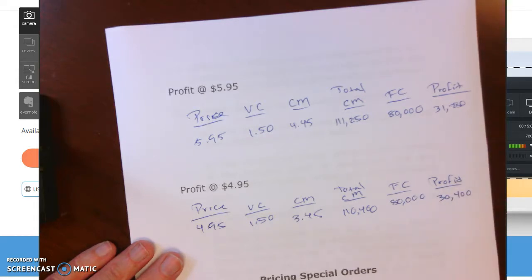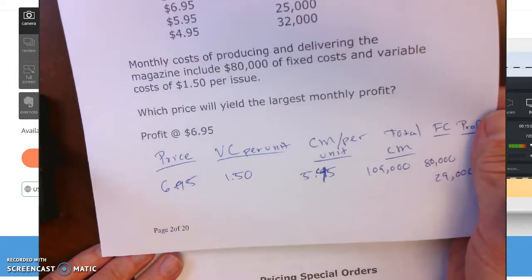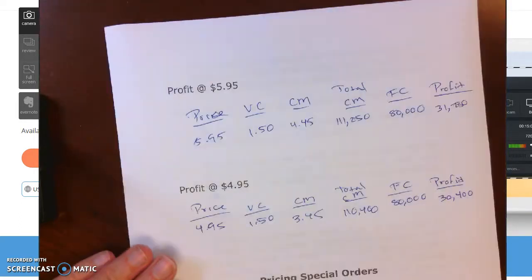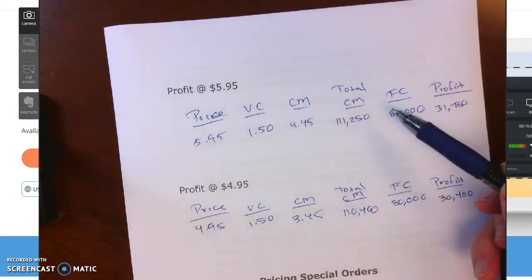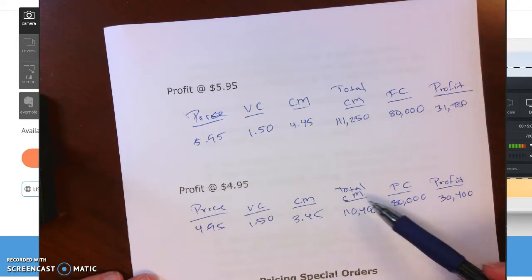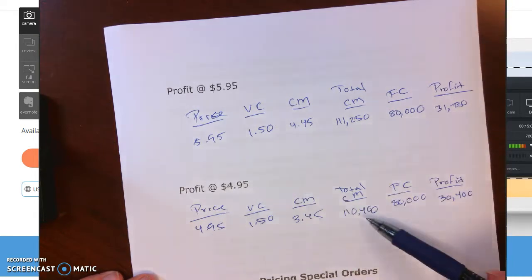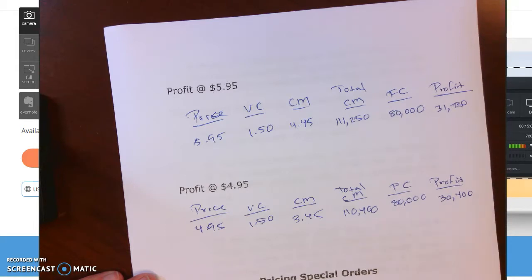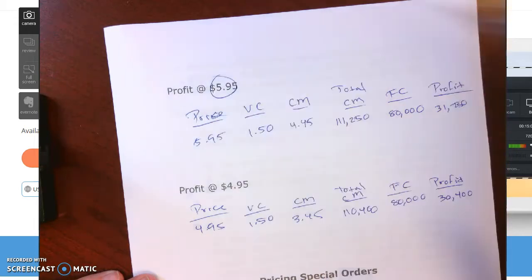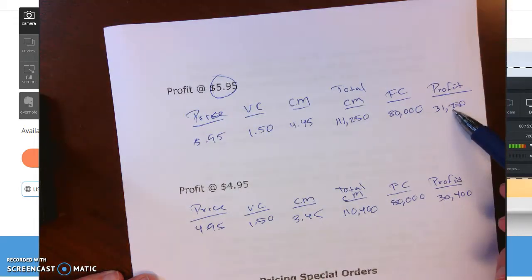So just looking at it, recall that at $6.95 our profit was $29,000, our CM was $109,000. At $5.95 our CM is $111,250, profit of $31,250, and then over here at $4.95, $110,400, profit of $30,400. You can see that $5.95 is the maximizing price. It gives us the highest profit.